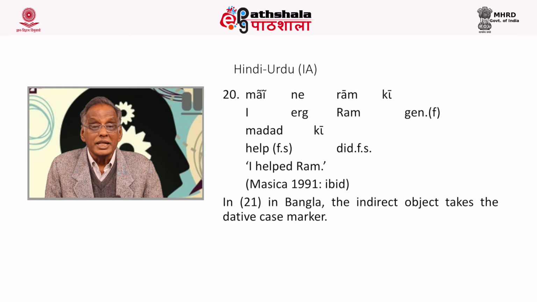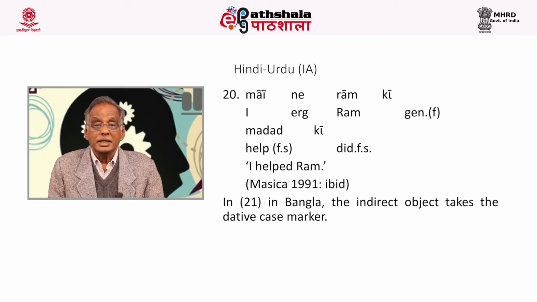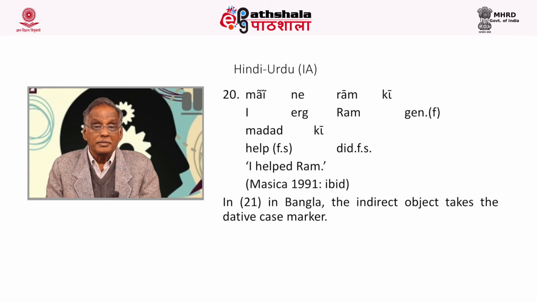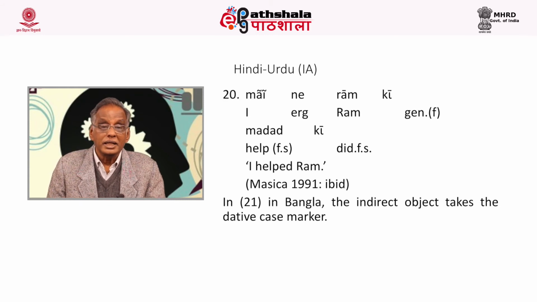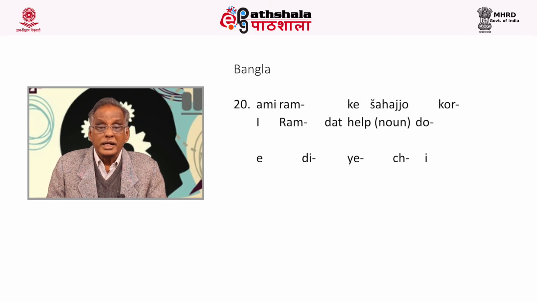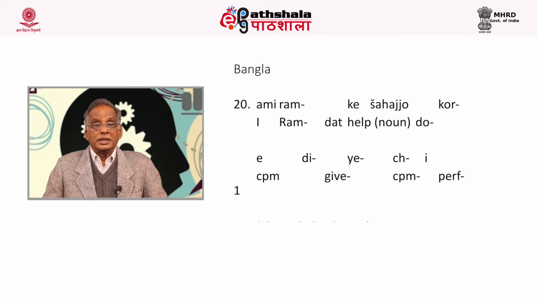So, मैंने Ram ki madad ki. Ram ki madad becomes the direct object. Therefore, the verb ki, madad is feminine. Therefore, you have Ram ki madad ki. I helped Ram. In Bangla, the indirect object takes the dative case marker, just as in Dravidian.